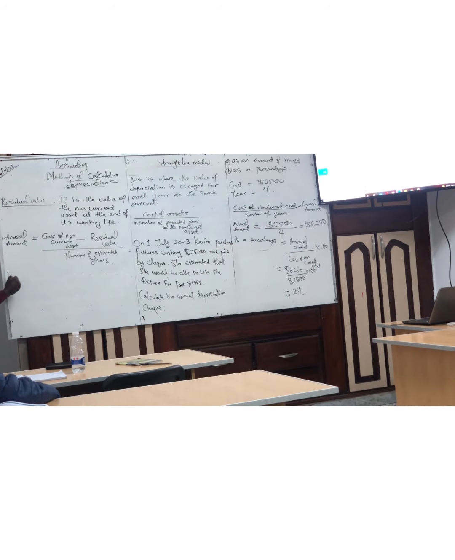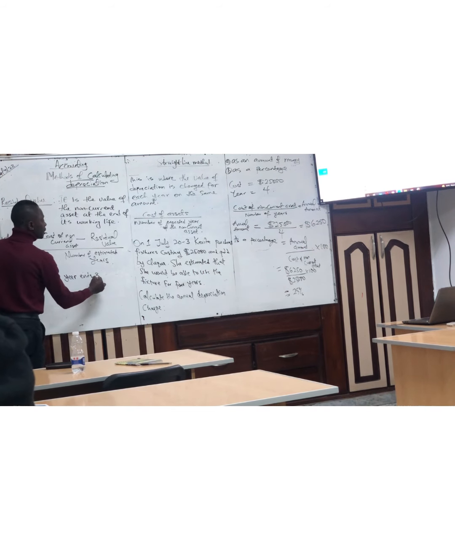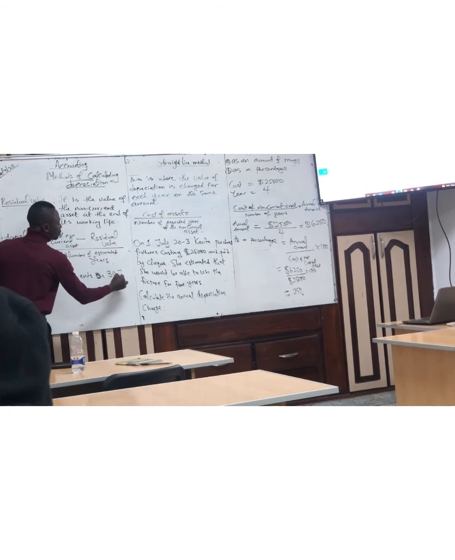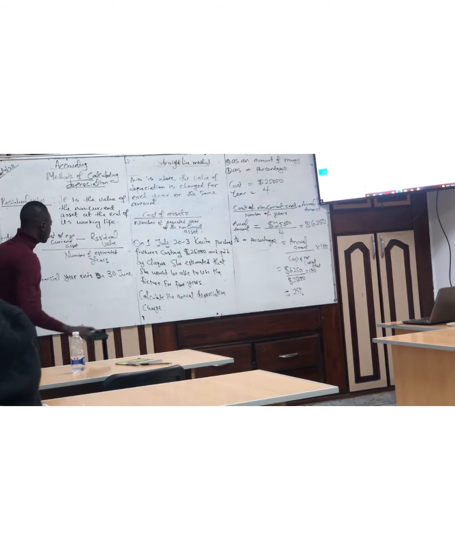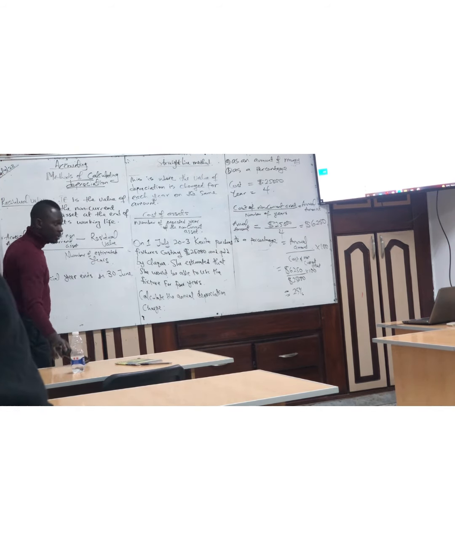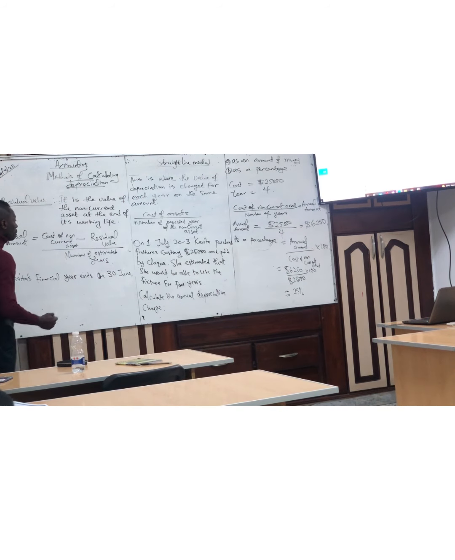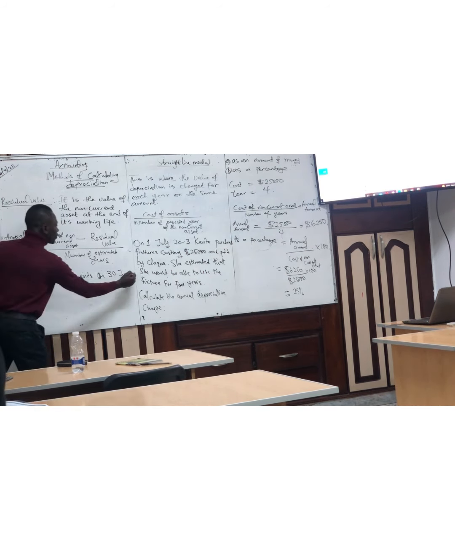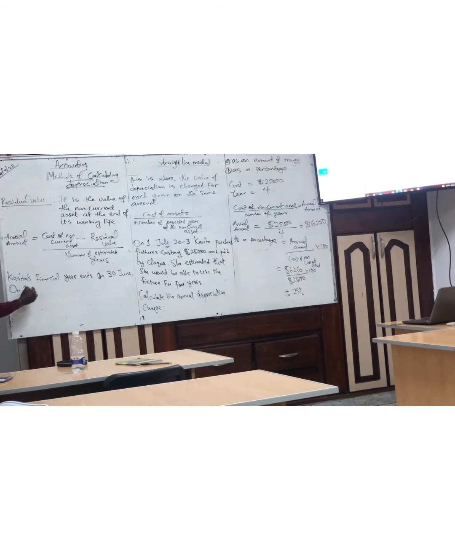It said, Kavita, you can write this. Kavita's financial year. Why are you not writing? Financial year, and on 30 June. I'm confused. Okay, on 30 June, on 1 July 23.